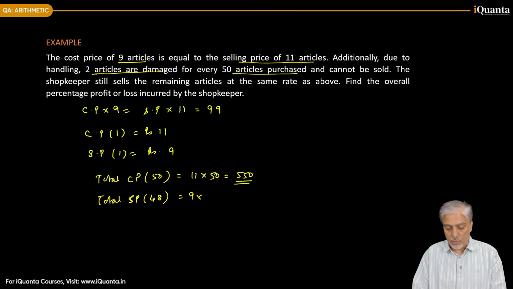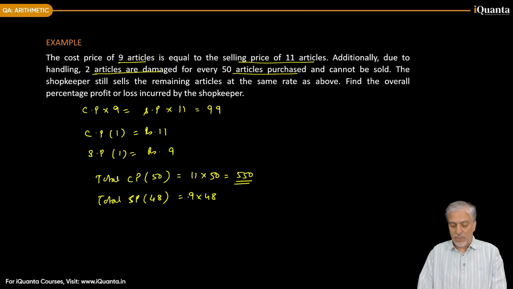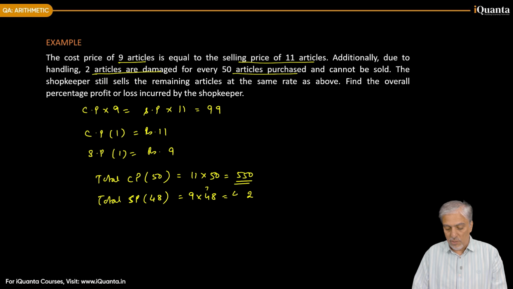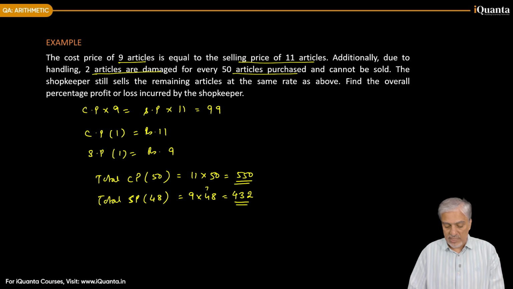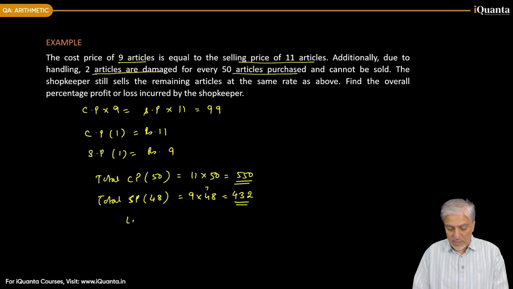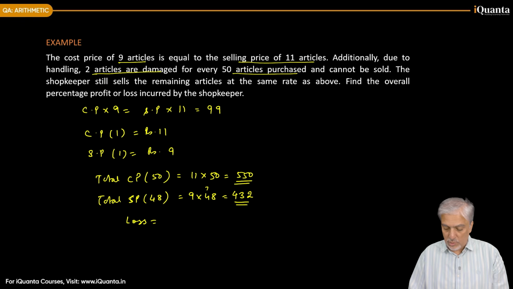So we have 9 into 48. 9 8s are 72, 7 carry, 9 4s are 36, 36 plus 7 is 43. 432 is the total selling price. So there's definitely a loss we can see. How much is the loss in rupees? That will be 118 rupees loss.